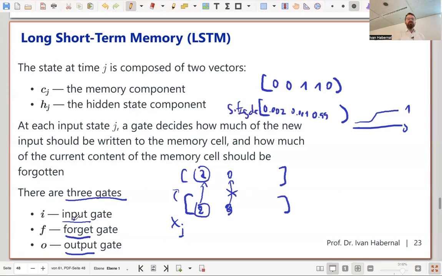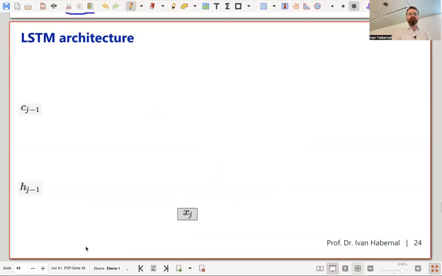Okay, so we have three gates. One is for input, just basically putting a mask on the input. One is the forget gate, basically saying which information you should forget. And the output gate is, if you have something, what do you want to output in this current state? So there are three gates, okay? They work the same way. There is a gating mechanism, which is almost like 0 and 1 masking, but the masks are soft masks, okay? So let's have a look at the architecture and then we'll finish.